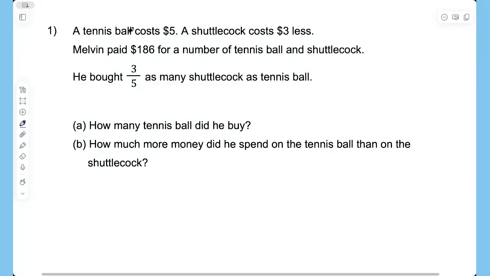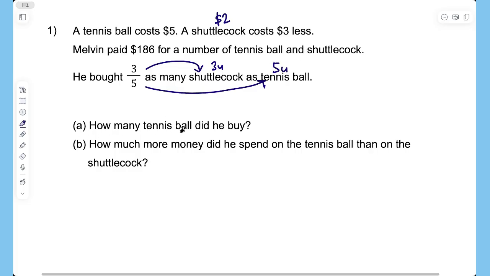Question 1. A tennis ball costs $5. A shuttlecock costs $3 less. So the shuttlecock will be $2. Melvin paid $186 for some tennis balls and shuttlecock. He bought 3/5 as many shuttlecock as tennis balls. That means he bought 3 units of shuttlecock and 5 units of tennis balls.